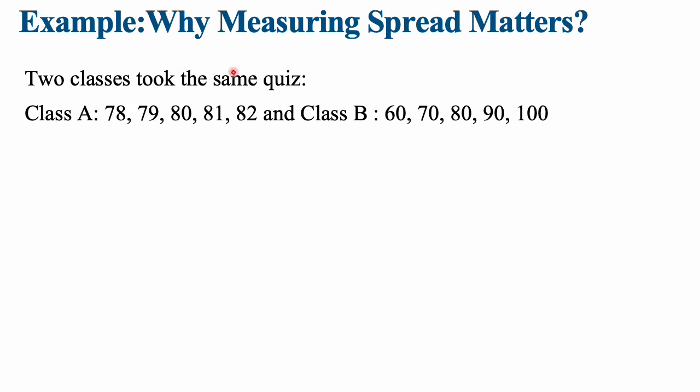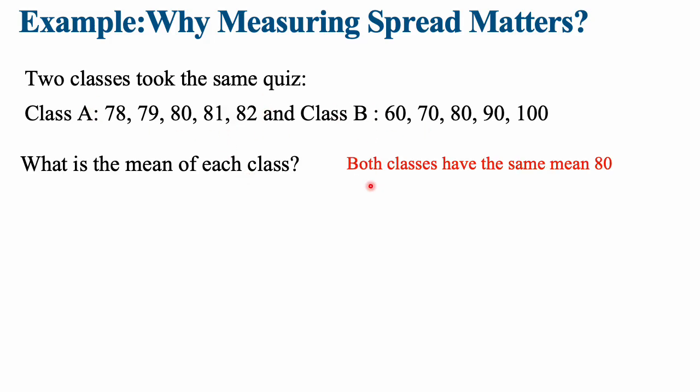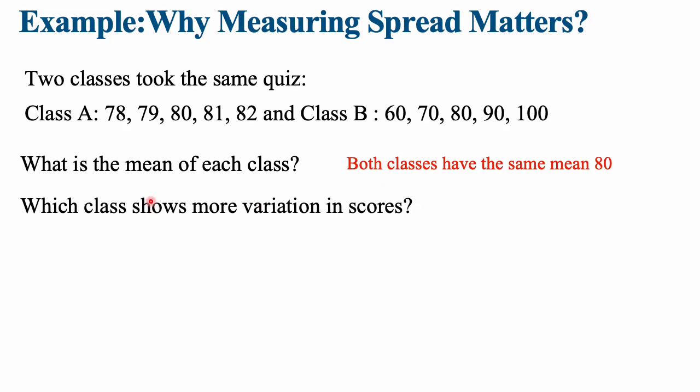Why does measuring spread matter? Two classes took exactly the same quiz, class A and class B. I give 5 scores for each class. So what is the mean of each class? For class A and class B, exactly the same mean, which is 80. Next question is, which class shows more variation in score?